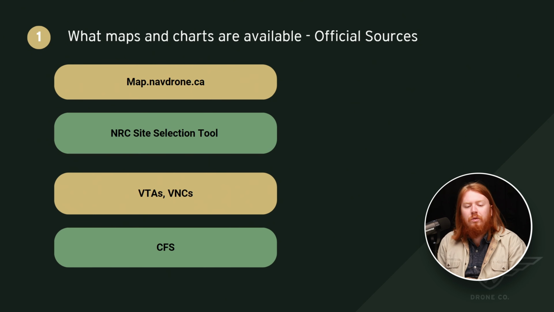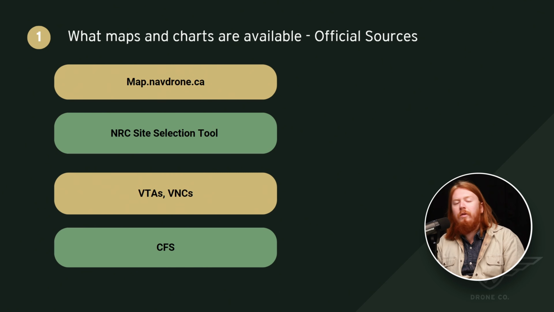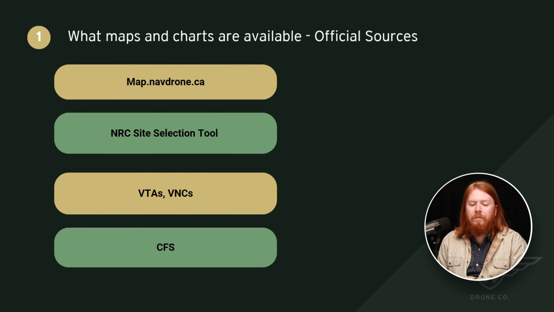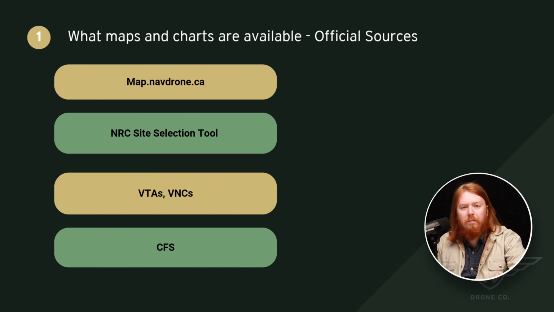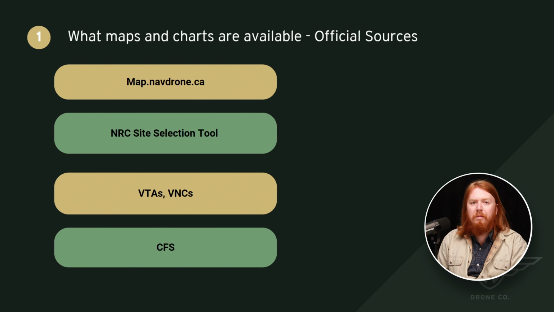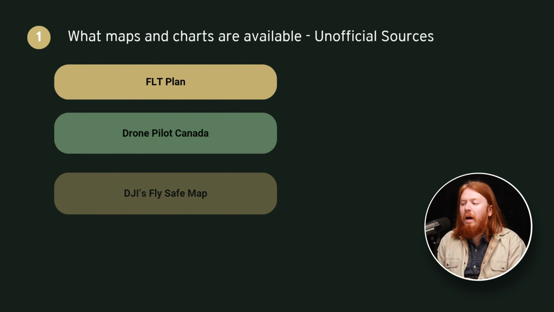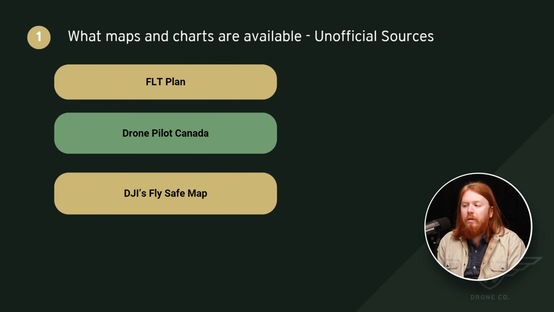We've got the official sources and the unofficial sources. For the official sources, we have map.navdrone, the NRC site selection tool, VTAs and VNCs, which are some of the charts here in front of us, and there's also the Canadian Flight Supplement, the CFS. Some of the unofficial sources that you might use are Flt Plan or SkyVector, Drone Pilot Canada and other similar apps, and DJI's FlySafe map.